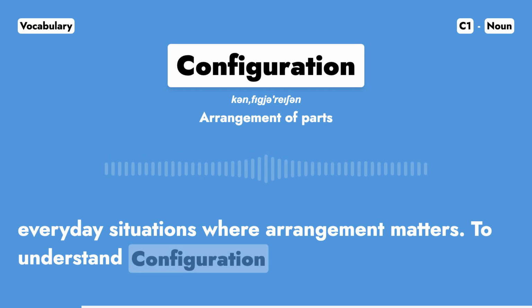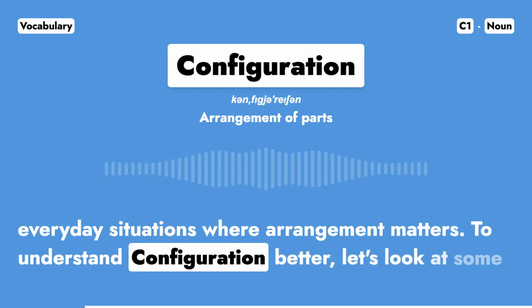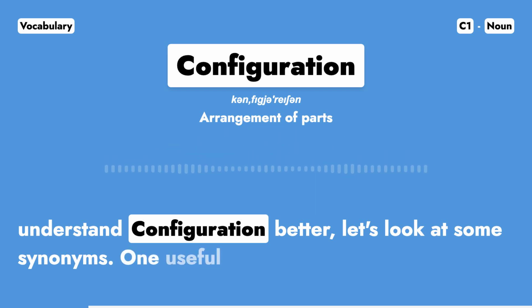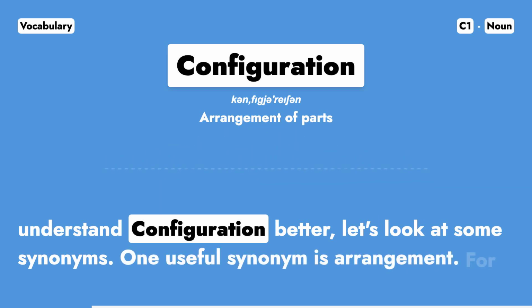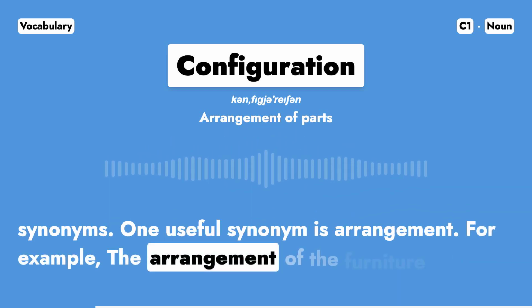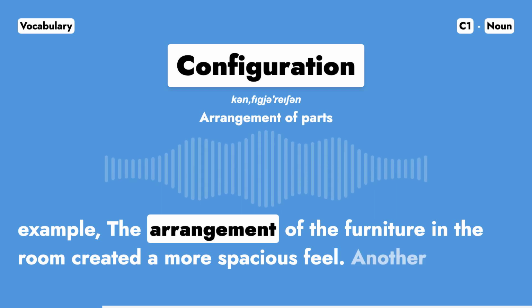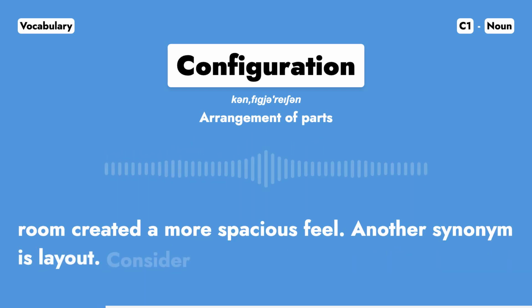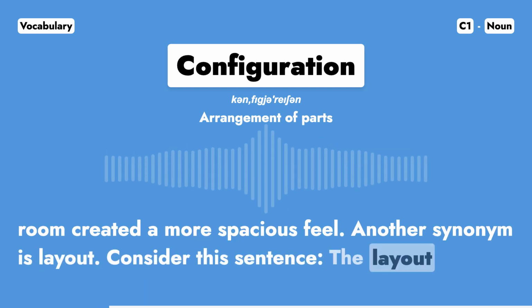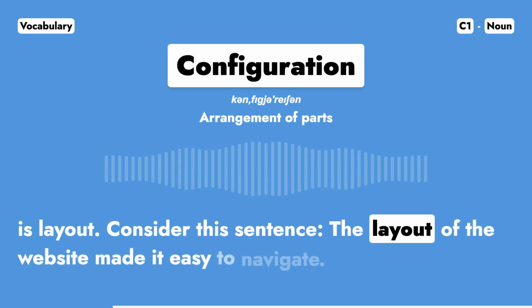To understand configuration better, let's look at some synonyms. One useful synonym is arrangement. For example, the arrangement of the furniture in the room created a more spacious feel. Another synonym is layout. Consider this sentence. The layout of the website made it easy to navigate.